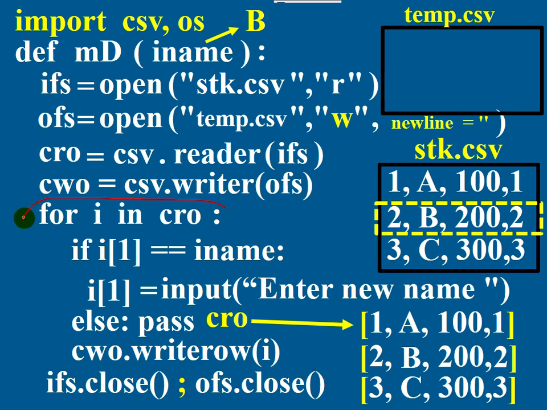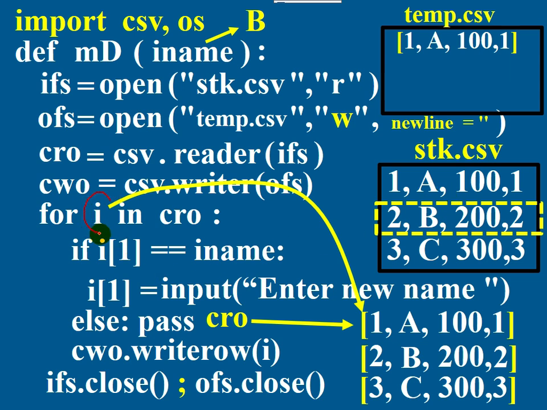So this part let me explain using an example. Now I points to the first list. What is I of 1? This time it is A. What does I name contain? Example taken B. So A equal to B, wrong, meaning this is not the row, this is not the list to be modified. So control will come to else part, pass empty statement. This list need not be modified and that list is written to the temporary CSV file. So that comes here.